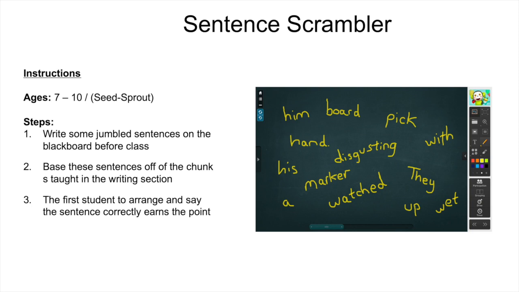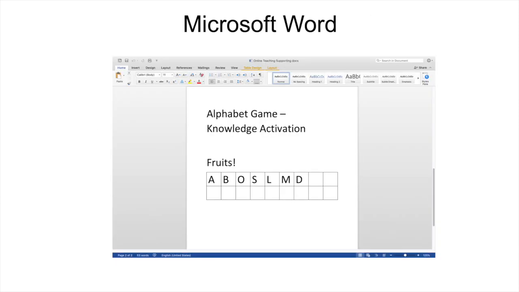Next, we have Sentence Scrambler. For this, write some jumbled sentences on the blackboard before class. You can base these off chunks from your lesson. The first student to arrange the vocabulary correctly earns a point. If you don't have enough space on your blackboard, you can use Microsoft Word. And speaking of Microsoft Word, it's very handy to supplement your lessons too. Let's take a look at some examples.